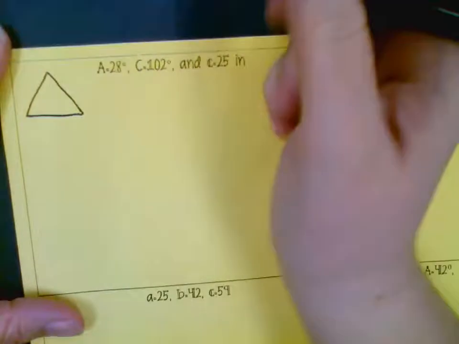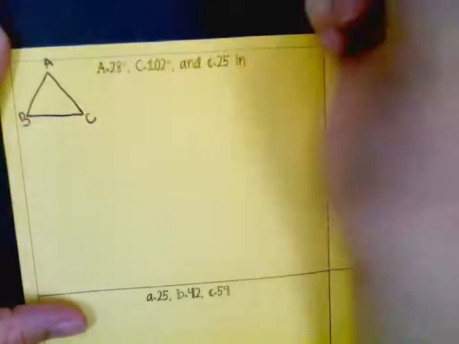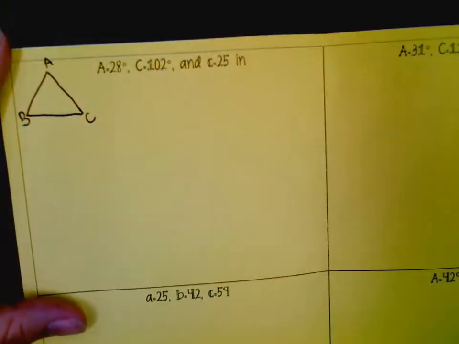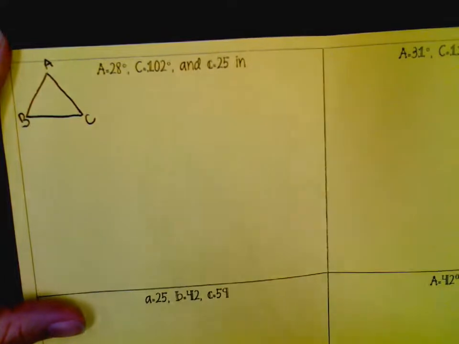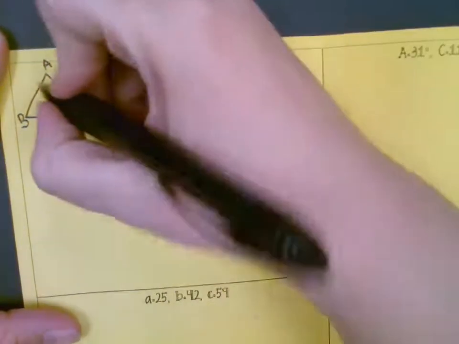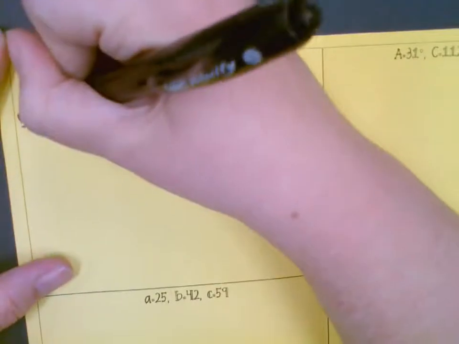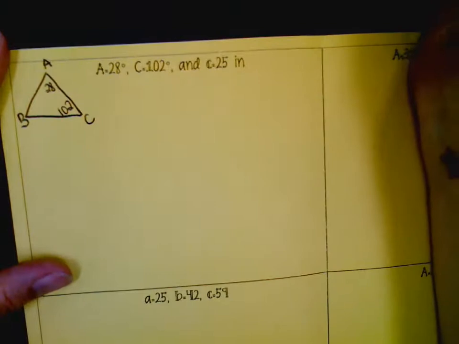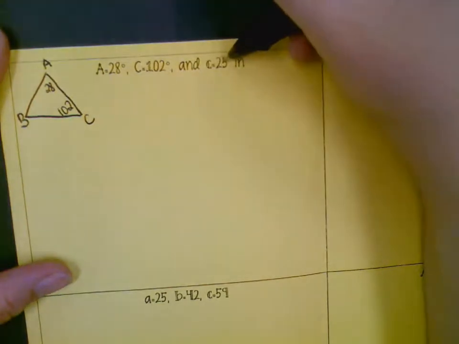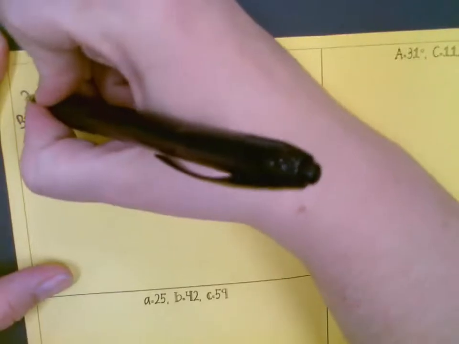I don't even look at how big my angles are going to be. Put an A, B, and C, or whatever letters they're given. Usually we use A, B, and C. Then I fill in what we were given. We were given that angle A is 28, angle C is 102, so that definitely means my picture's not to scale, and then side c is 25. That would be across from there, over here on side c.